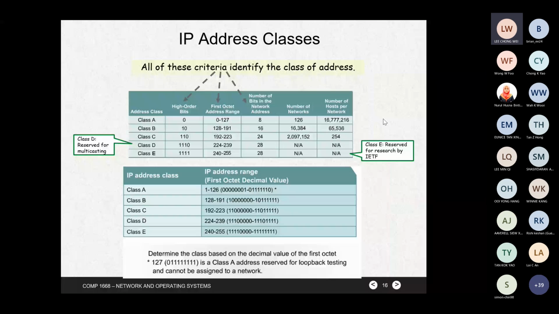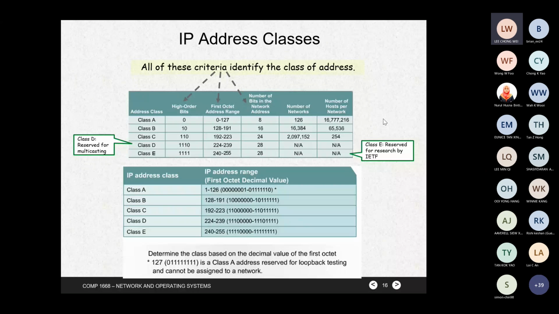Number of bits in the network address is 8. Remember, 24 bits for hosts and 8 for network. Number of networks: 2 to the power of 8, you will get 128 minus 1, you will get 127. Normally the one address 127 we don't use, so you will get 126. Whereas number of hosts is 2 to the power of 24 minus 1, you will get 16 million hosts.